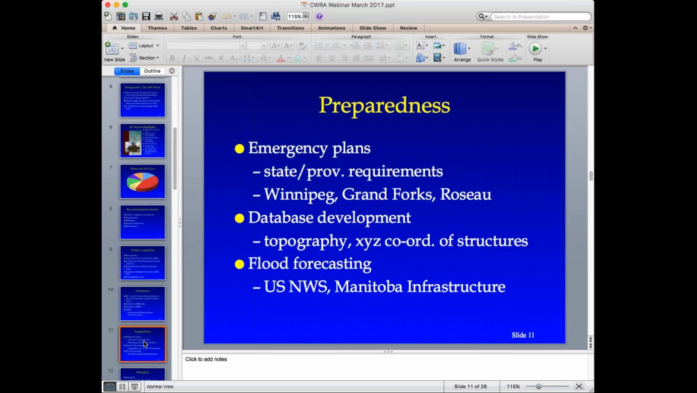Also, a key item in related preparedness was flood forecasting, and the U.S. National Weather Service went to an ensemble forecast routine, which was quite a change from earlier forecast methods and earlier forecast products, and also what's now Manitoba Infrastructure developed improved flood forecasting methodologies as well. And a lot of the work since the 1997 flood has tended to be increased data acquisition, and I'm going to talk more about flood forecasting later in this presentation.